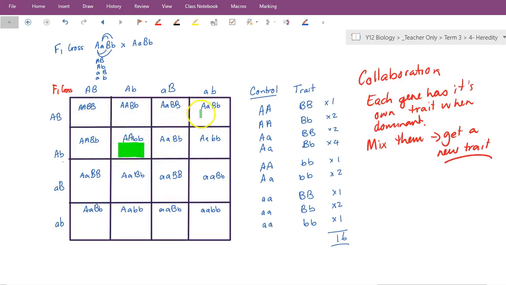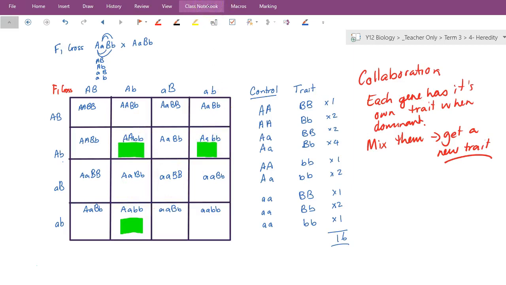So here, and here, here. And I think that's all of them. Now, that is where the P gene here will actually show through, but there's no B ones to mix with it because the recessive version doesn't work.